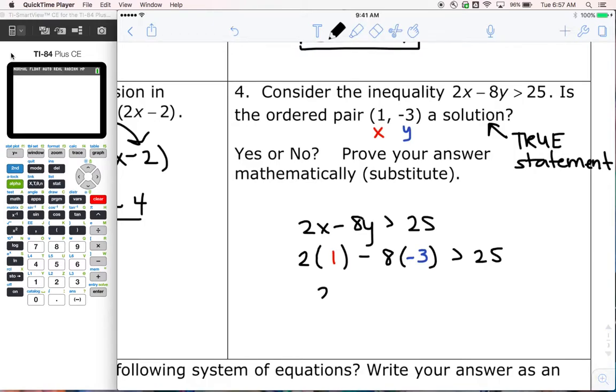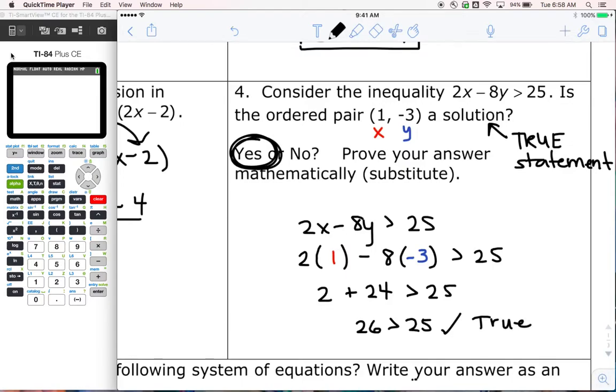So 2 times 1 is 2. Negative 8 times negative 3 is positive 24. And this says greater than 25. So on the left, I've got 2 plus 24, which is 26. Is 26 greater than 25? Yes. That's a yes, because it's a true statement. If I had gotten a false statement, for instance, 20 is greater than 25, which we know is not true, that would have been no.